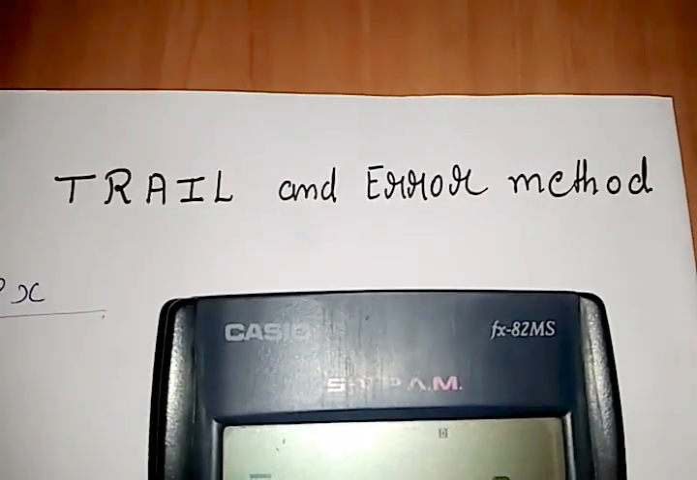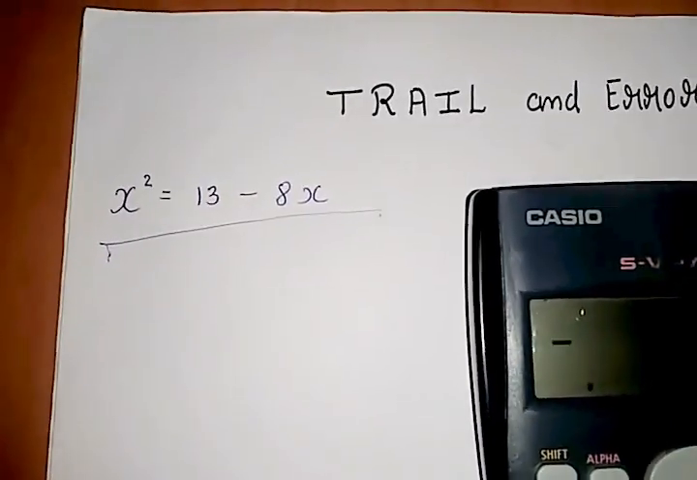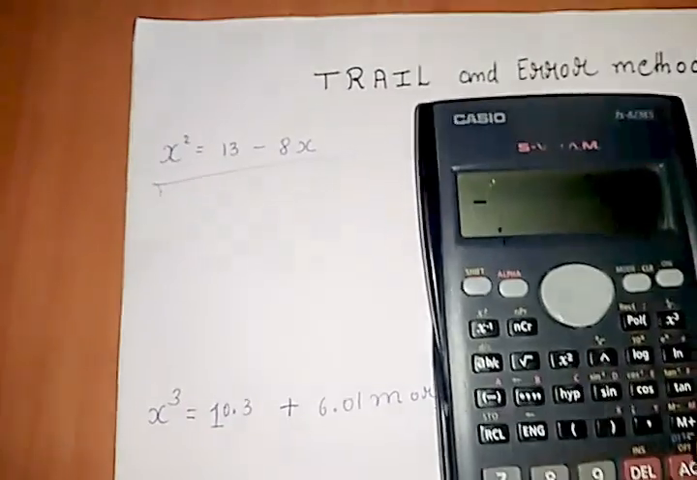Hi friend, today we will discuss the trial and error method using the 82 MS Casio calculator. For solving this first equation as shown in the video, we will follow this procedure.